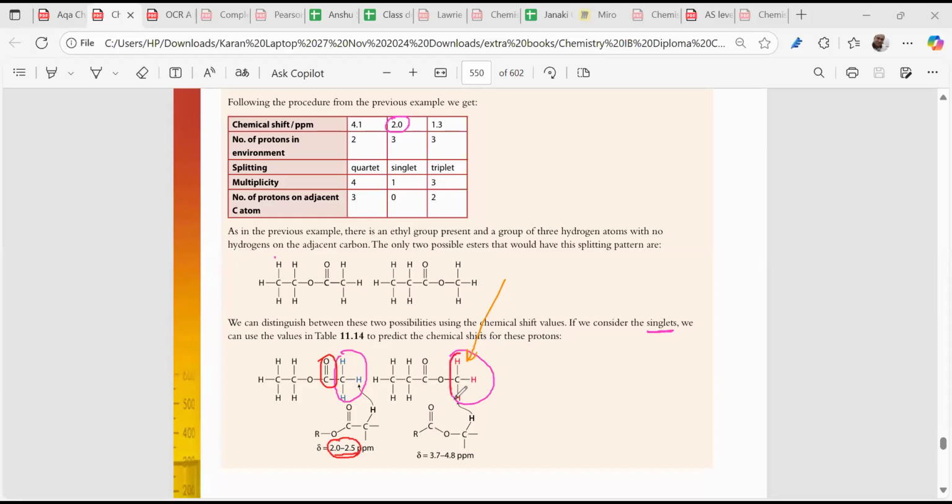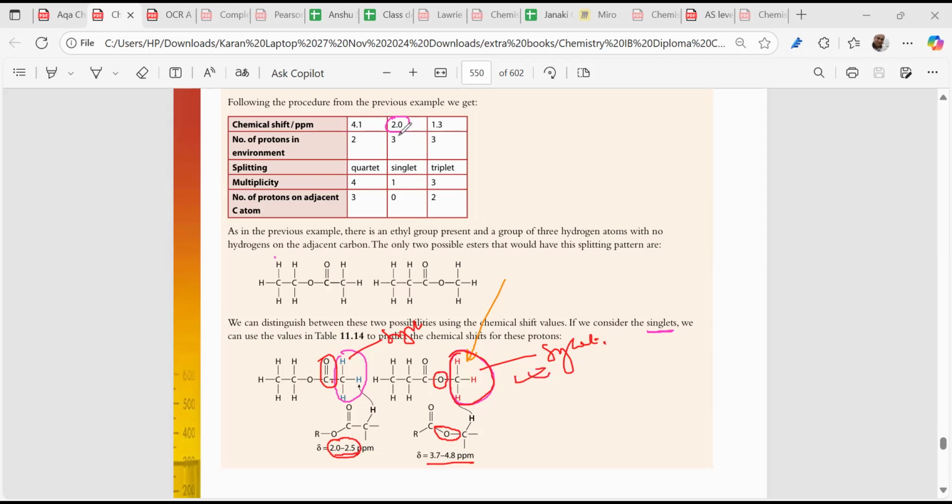If you have got a particular part next to the bridging oxygen, what will the chemical shift be? Tell me. 3.7 to 4.8. 3.4, right? So we are seeing that this will also be a singlet option. Why? There's no carbon connected, right? No hydrogen connected to the carbon, right? So this can be an option, this can be an option.